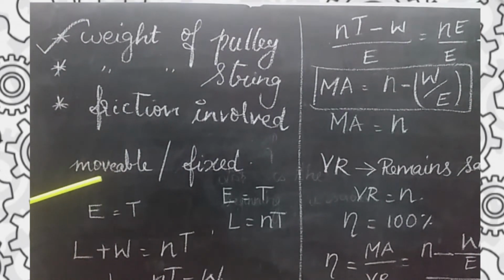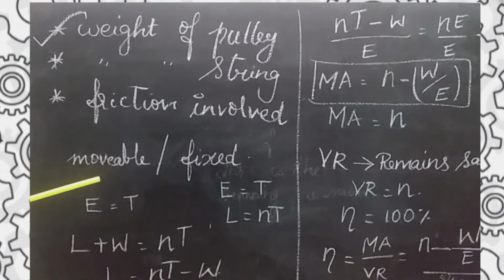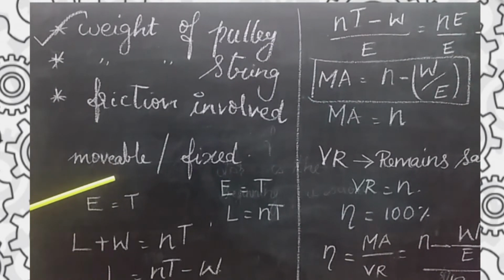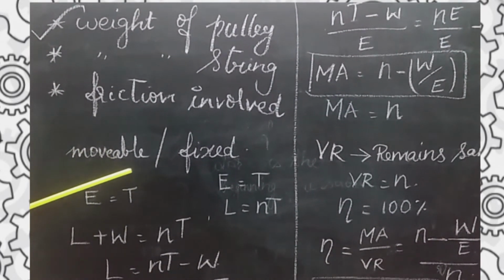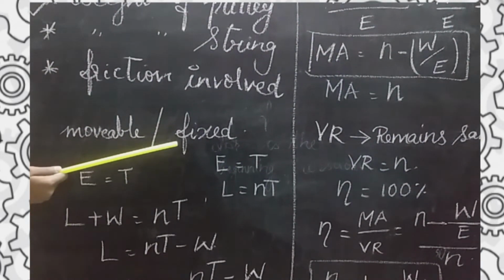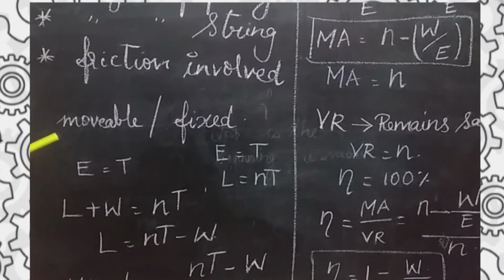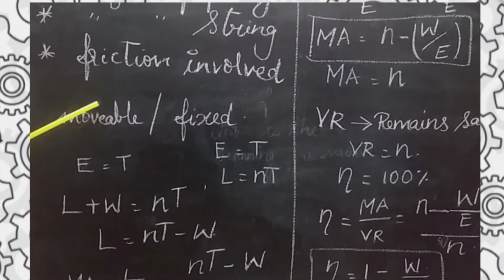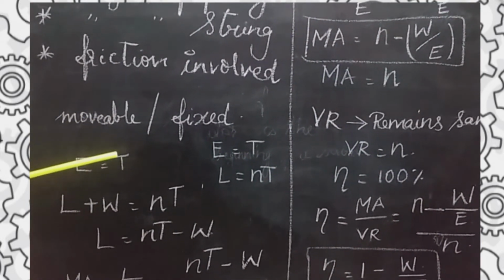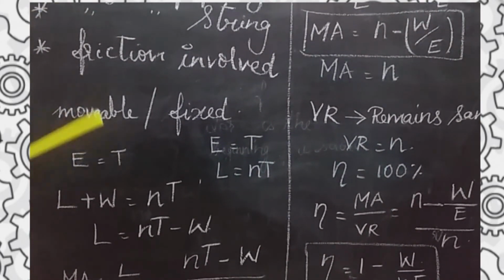Now, we know that there are movable and fixed pulleys involved in the case of a block and tackle system, or in the case of a combination of pulleys. So what happens is, the fixed pulleys do not involve any weight because they are being supported by a rigid support at the top. But these movable pulleys, their weight is being included to that of the load. So we are going to consider the weight of the pulley.